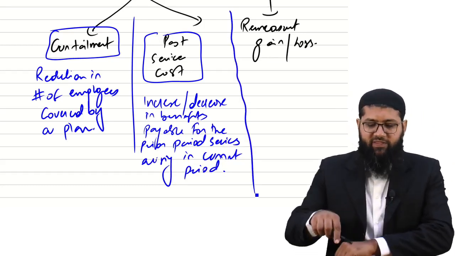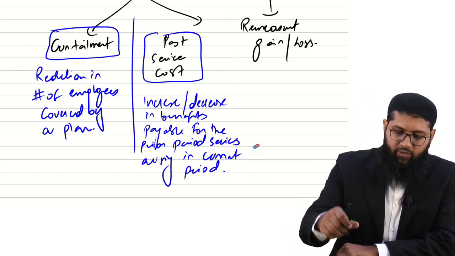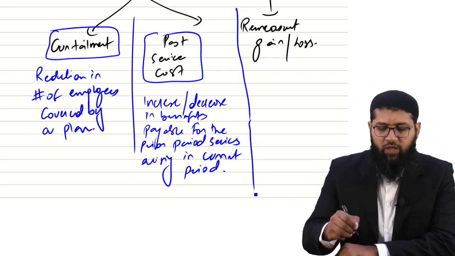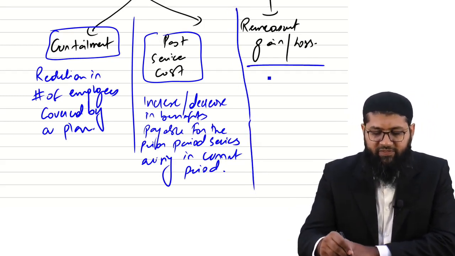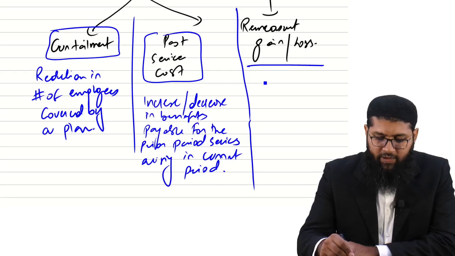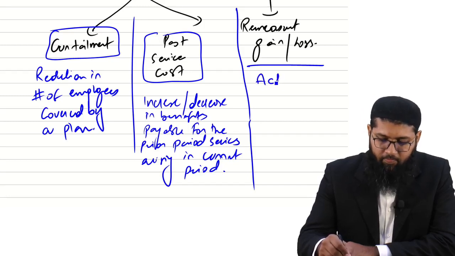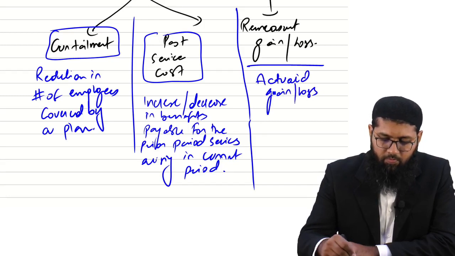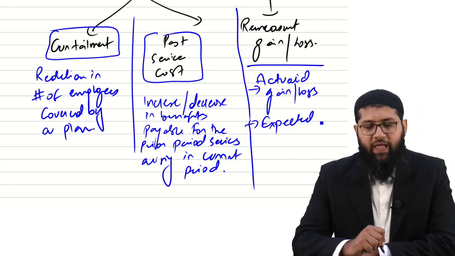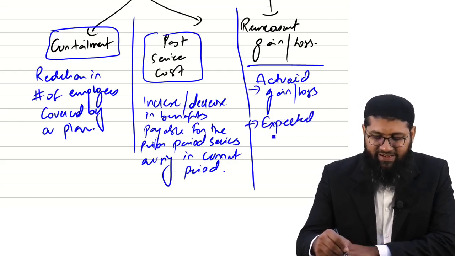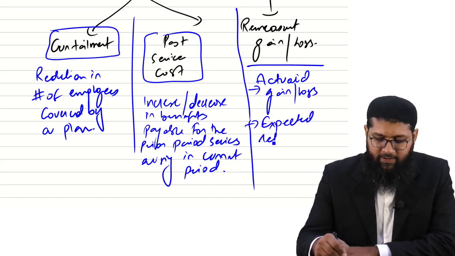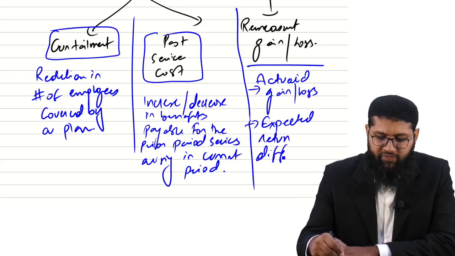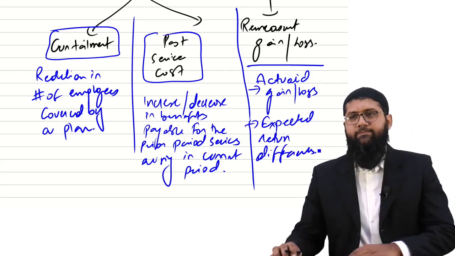And then you have the remeasurement gain loss. And what exactly is this remeasurement gain loss? The remeasurement gain loss is basically actuarial gain loss. It's an expected return differences. That is what it is.